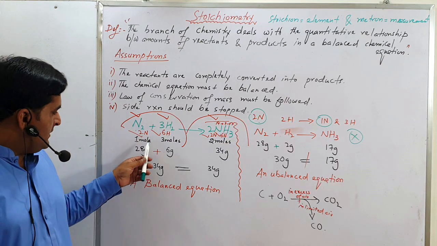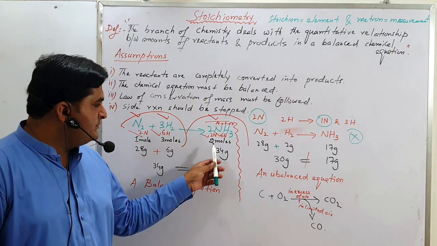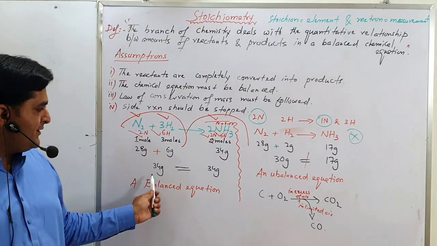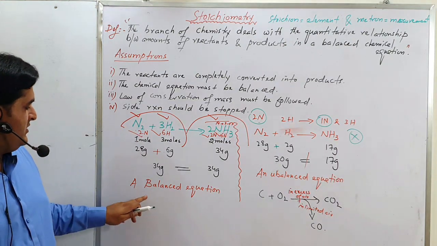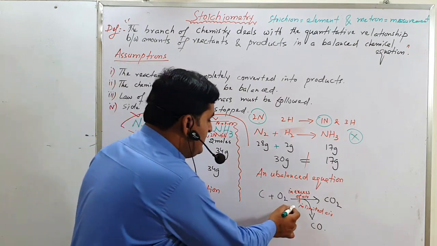Look here, 34 grams of reactants are equal to the 34 grams of ammonia. Sorry, the reactant mass is equal to the product mass. So this equation is considered a balanced chemical equation. This is an unbalanced equation.